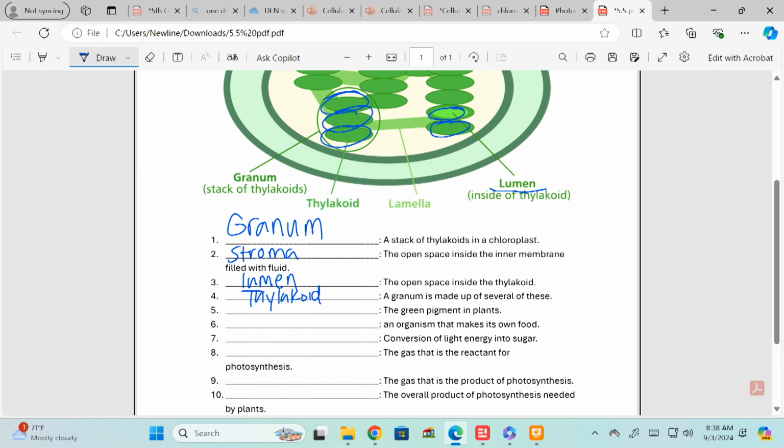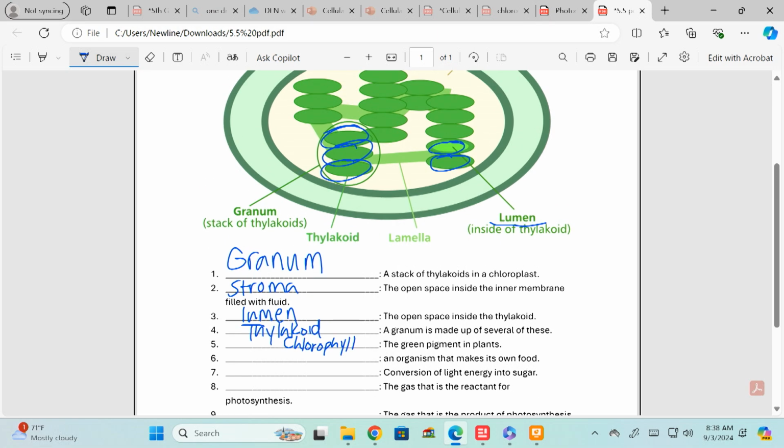Number 5, the green pigment in plants. What is that green pigment called? Well, you might remember, the green pigment is called chlorophyll, right? Chlorophyll. Great job, let's keep it going.